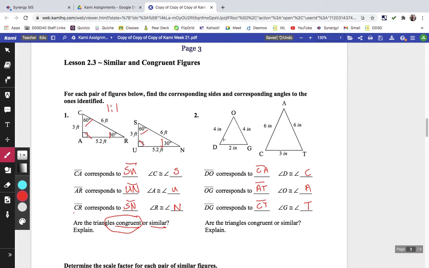These angles, all the sides are proportional. And we can check that because 4 to 6, I got that 4 and that 6, corresponds to this 4 and the 6, but more importantly to the 2 to 3. If I do cross products, 12 equals 12. So sides are proportional. Corresponding sides are proportional.